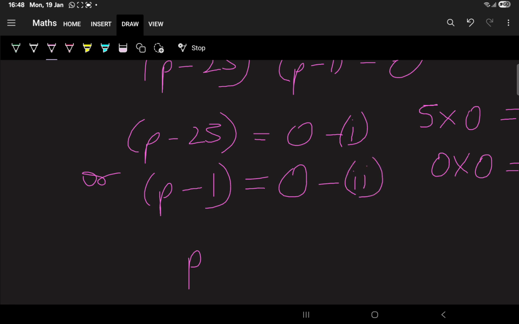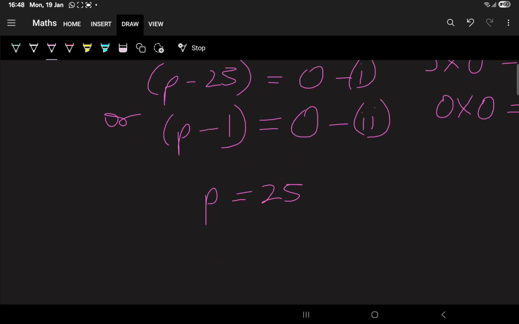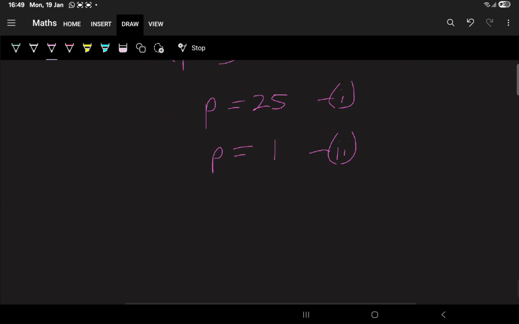Taking this to be equation 1 and this to be equation 2: from equation 1, p minus 25 can equal 0 only when p equals 25, hence we have 25 minus 25, which equals 0. From equation 2, I have p minus 1 equals 0. That can only equal 0 when p equals 1, because 1 minus 1 is 0. Therefore, I have p equals 25 or p equals 1.